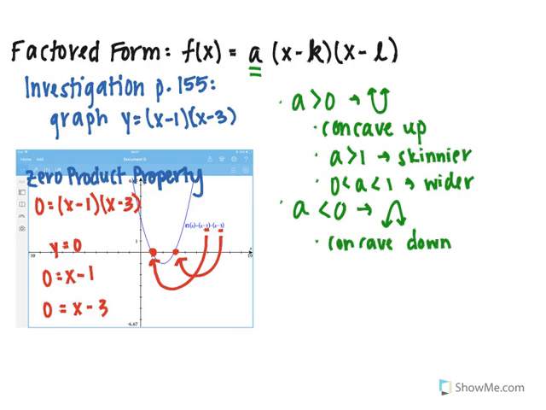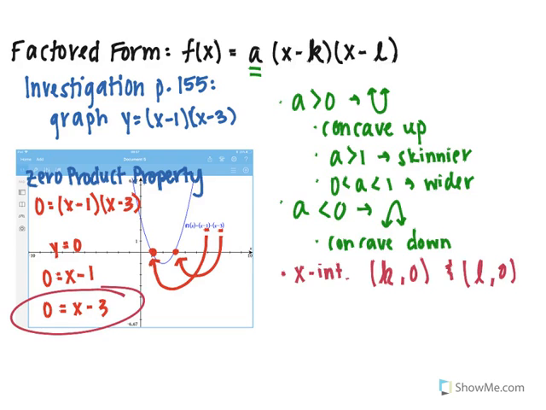Now, in the general form, we could find the y-intercept, where our graph crosses the y-axis. And in the factored form, we're going to see the x-intercepts. And as we can see, we have 2, and they're going to be at k, 0 and L, 0. Remember, that is opposite, so you take the opposite of the value you see in parentheses. And it's the opposite because you need to see what value would make that parentheses equal to 0.